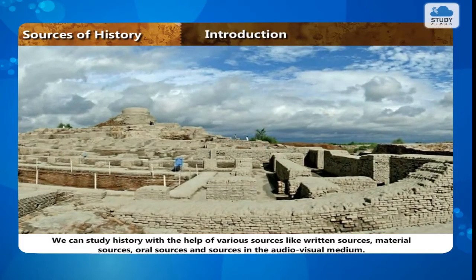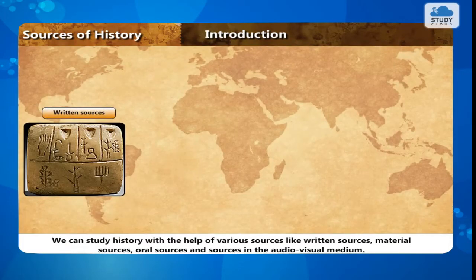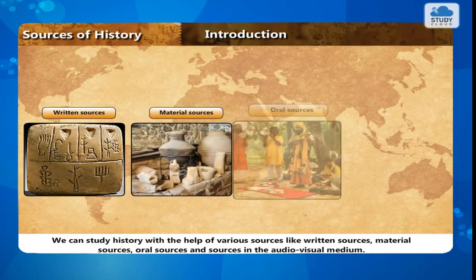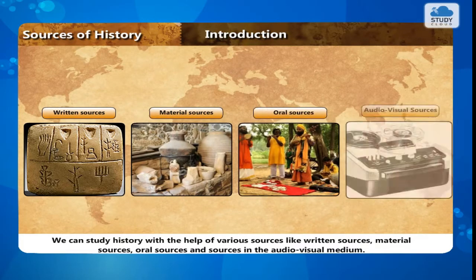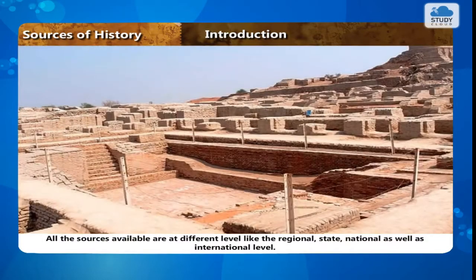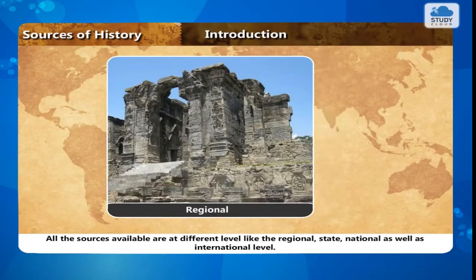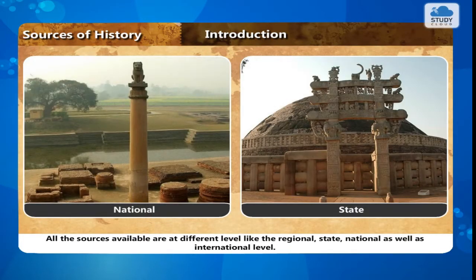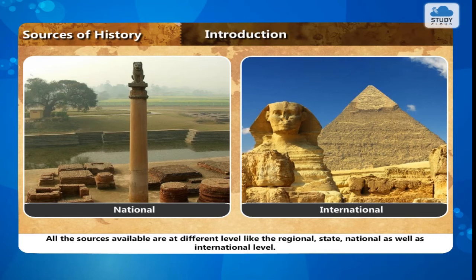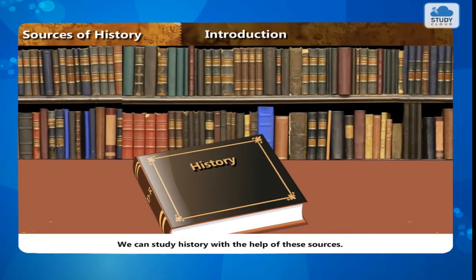We can study history with the help of various sources like written sources, material sources, oral sources and sources in the audio-visual medium. All the sources available are at different levels, like the regional, state, national as well as international level. We can study history with the help of these sources.